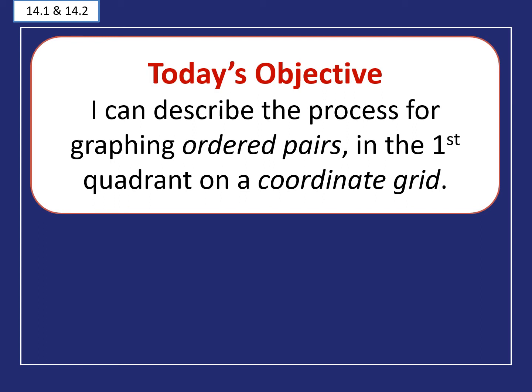Today we are continuing our unit on number patterns, but we're moving on to coordinate grids and how to plot points on a graph or a coordinate plane. So today's objective: I can describe the process for graphing ordered pairs in the first quadrant on a coordinate grid. Again, this is things that we have done on question 13 in Mountain Math, so we're just doing a formal lesson on them. Let's go ahead and get started.